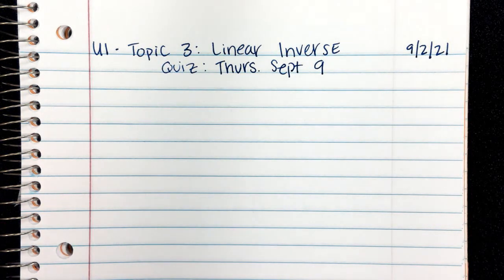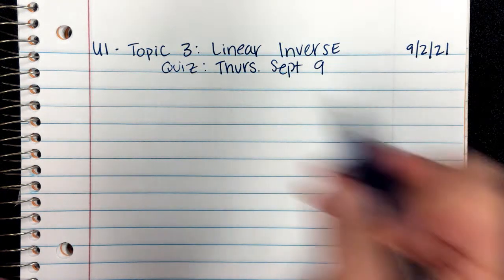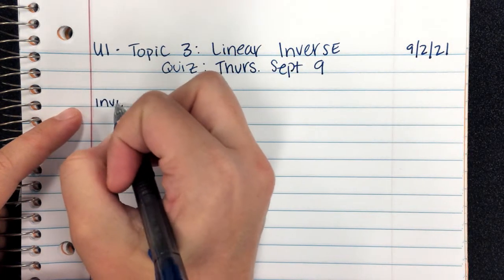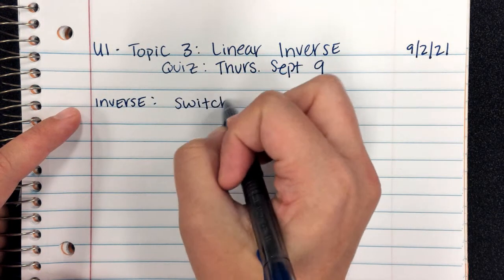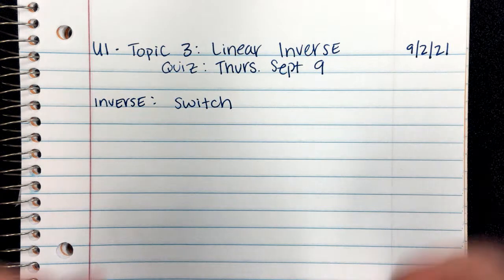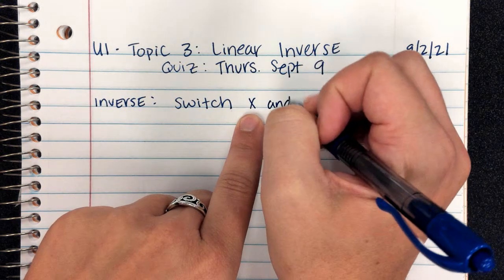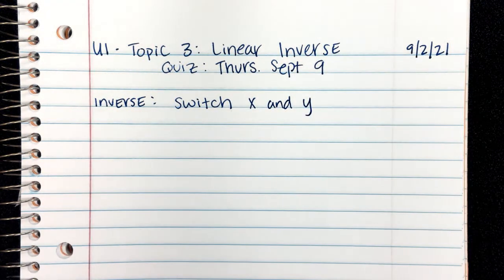The first thing I have to remember is that if anywhere in my directions it says the word inverse, what should my brain be thinking right away? Switch. Don't you dare say opposite. It is not the same thing. Switch. What am I switching? X and Y. Okay? So I'm switching X and Y. Even if it's a graph, I switch. Even if it's algebra, I switch. Okay? So let's start simple.